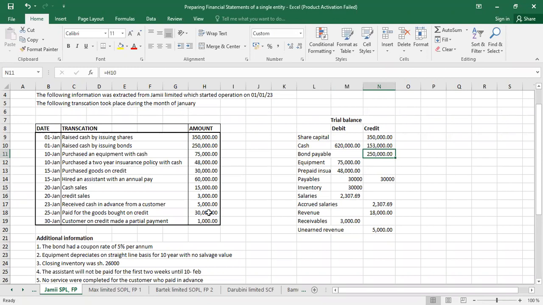Customer on credit made a partial payment of 1,000. So the customer on credit was receivables, isn't it? So he's making a payment. It means we are reducing our receivables, isn't it? So we credit our receivables to reduce them. And which account does it affect? Cash, because we are being paid. Isn't it double entry?